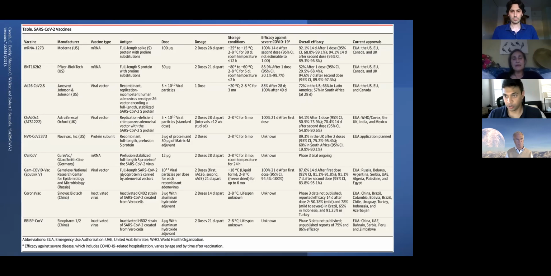Now, there are a number of available vaccines that we don't have to get into too much detail on. mRNA-1273 is the Moderna vaccine. This is an mRNA vaccine that we just talked about. BNT162b2 is the Pfizer vaccine. And Ad26.COV2.S is the Johnson & Johnson vaccine, and that's the viral vector. And those are the three main vaccines that are available in the US right now.